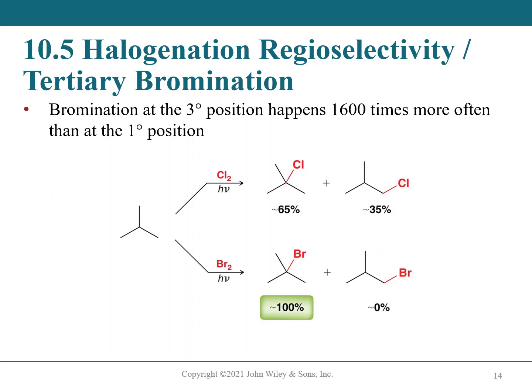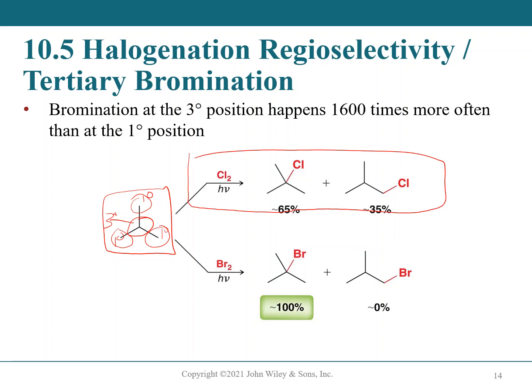In this slide, we're looking at the radical halogenation of 2-methylpropane. In this example, we have 1, 2, 3 primary carbon atoms, and in the center, we have 1 tertiary carbon atom. You can see the chlorination produces a very slight selectivity for the tertiary at 65% over the primary at 35%.